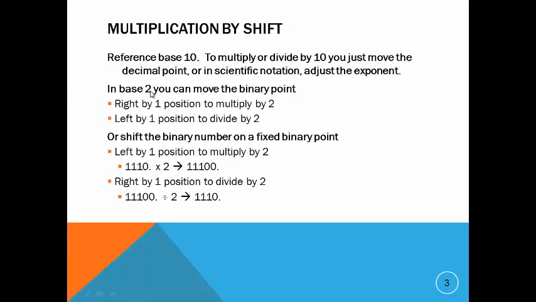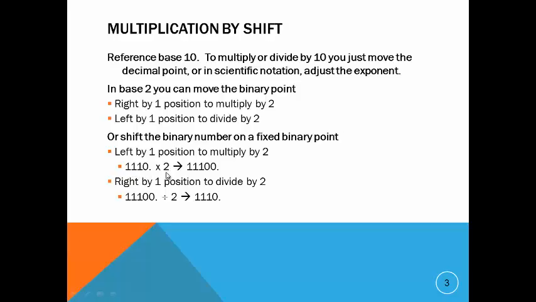So in the base 2 number system, or binary number system, if the bits are moved to the left it means multiplication, and to the right means division. If the binary point is moved, right means multiplication, left means division. Now here is another example.